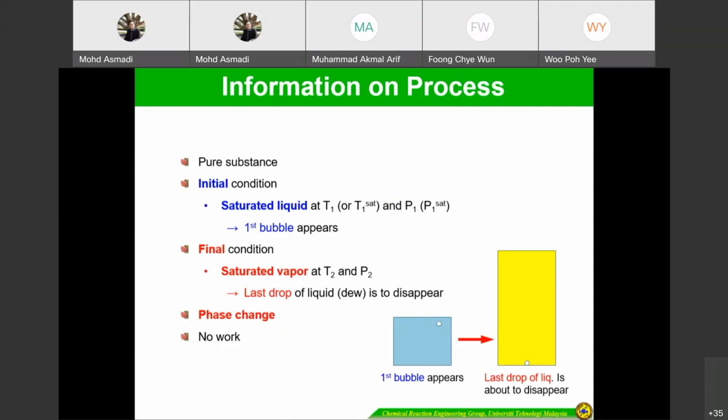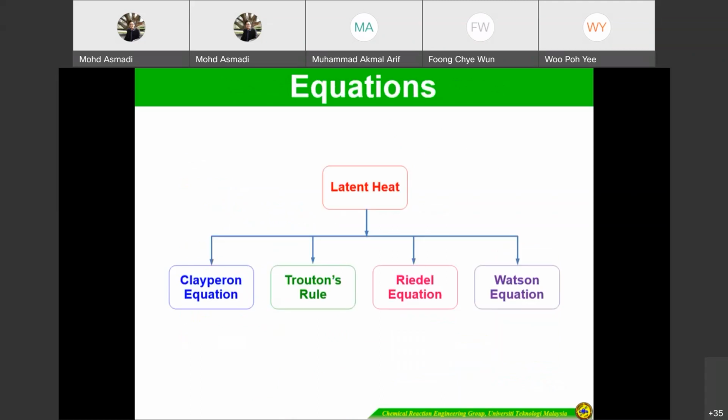There is a phase change, you have to remember that. Later in chapter 10 we will do calculations on the bubble point and dew point. What is the equation? That is important: first bubble and also last drop of liquid. You have to remember these four equations.